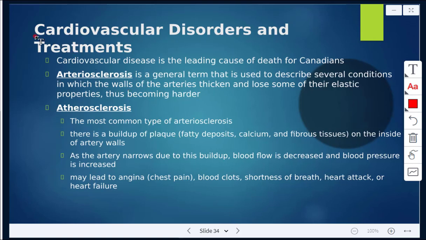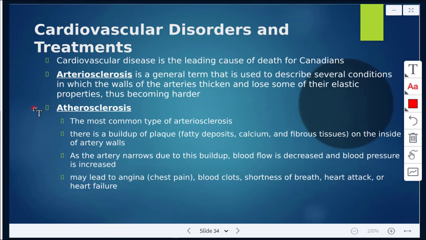All right, and lastly, we're going to talk about cardiovascular disorders and treatments. So cardiovascular disease is the leading cause of death for Canadians. Arteriosclerosis, that's the general term used to describe several conditions in which the walls of arteries thicken and they lose their elastic properties and become harder.